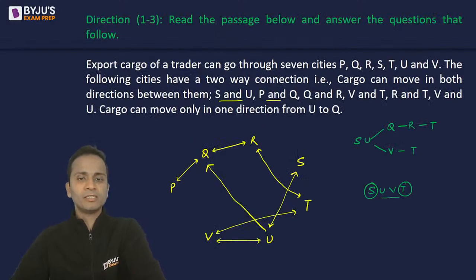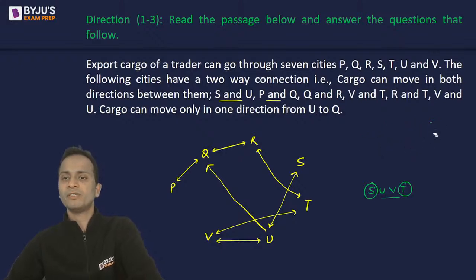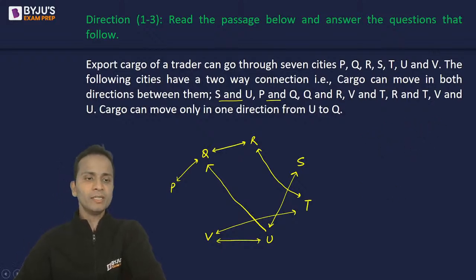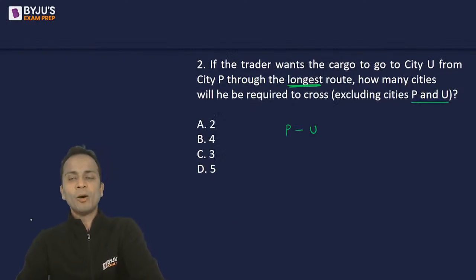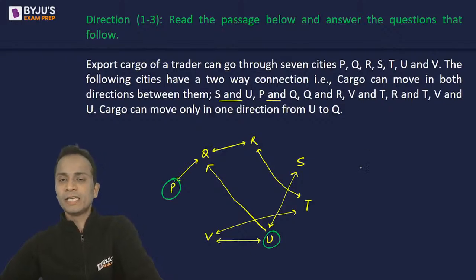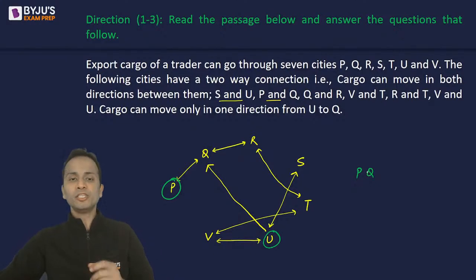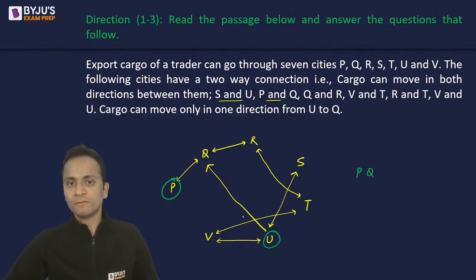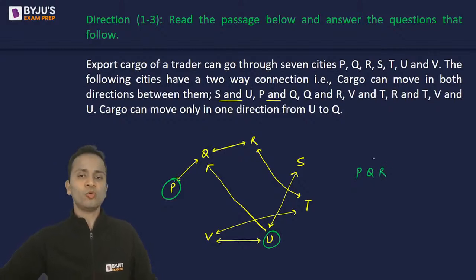I will erase the extra information that I have written for the previous question. Now my requirement is from P to U. This is U. So let's take an exit from P. There is only one way I can take exit from P, that is P to Q. Now once I have reached Q, I can only go to R. I cannot go to U because this is a one-way route. There is only one possibility. Now from R, again there is only one possibility. I can go to T only.